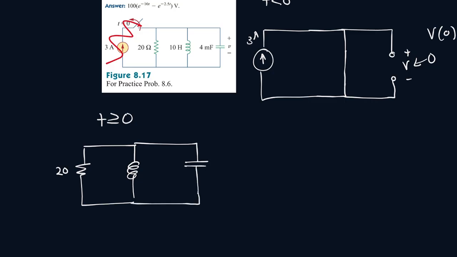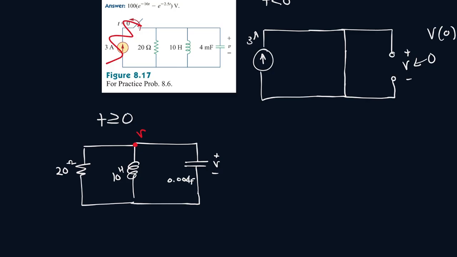So we just have the following. So this is 20 ohms. This is 10 henries. And this is 0.004 farads. Okay, and V here. Okay, so hold on, let me draw this perfectly. Okay, there. So the voltage at this capacitor is pretty much going to be the same voltage for this whole region. Okay, so I'm going to put V to be here.